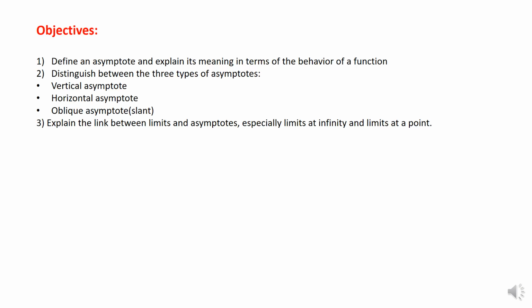Hello everyone, our lesson for today is about asymptotes. The objectives of this lesson are first to define an asymptote and explain its meaning in terms of the behavior of a function, to distinguish between the three types of asymptotes: vertical asymptote, horizontal asymptote, and oblique asymptote, and to explain the link between limits and asymptotes, especially limits at infinity and limit at a point.